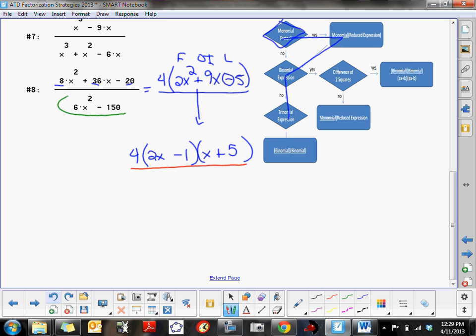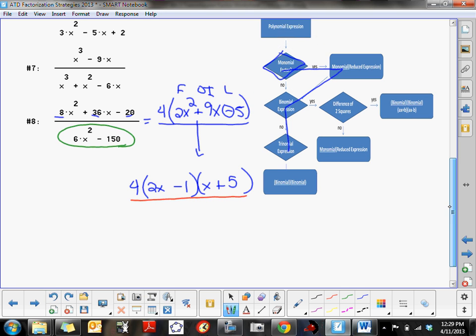And then just kind of working with the space I have, I'm going to take this fraction, 6x squared minus 150. I'm going to come back up through here, and I'm going to see, does it have a monomial factor? And I believe there's a monomial factor in that one because there's a 6 and a 150. The largest number that will divide into 6 and 150 is 6. So I'm going to factor out the 6. It's going to leave me with x squared minus 25. Okay, so I factored out the monomial.